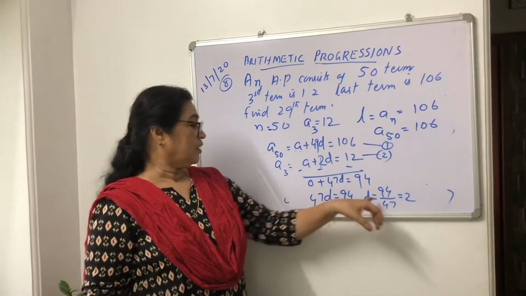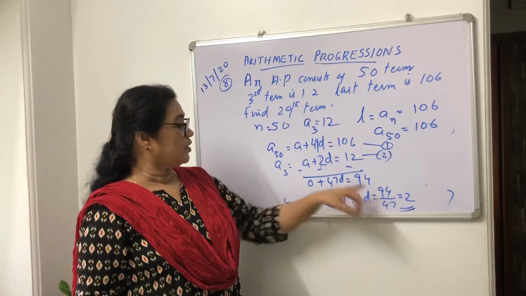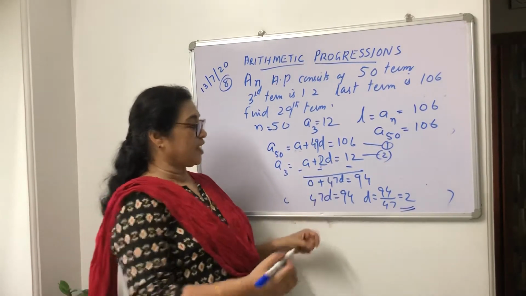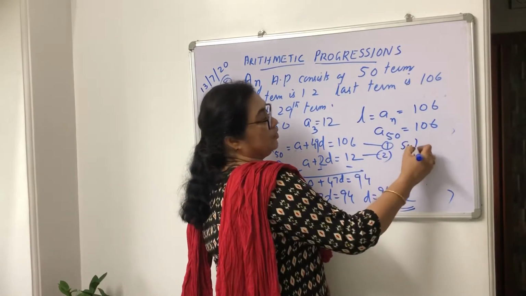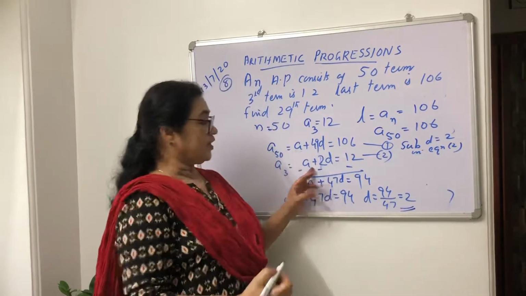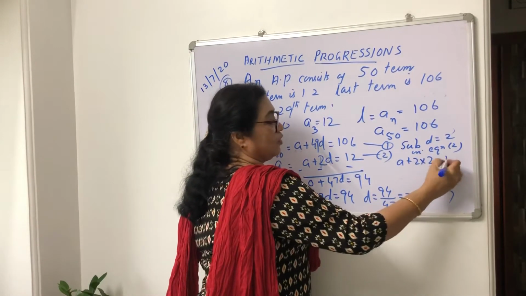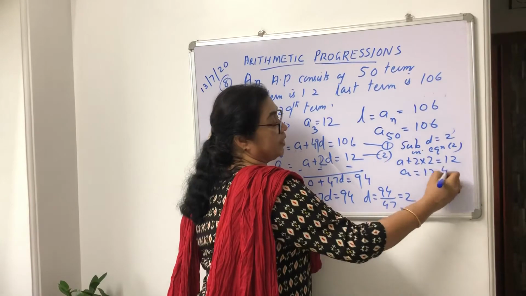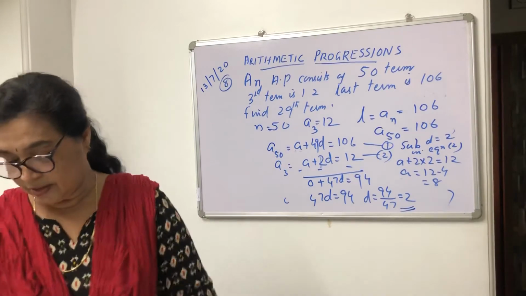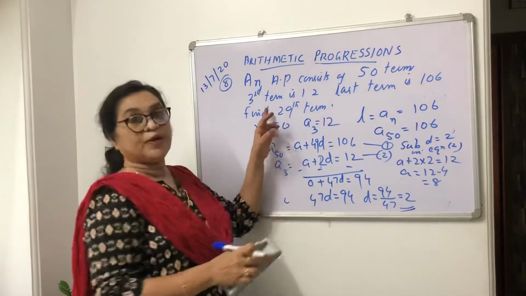Once you got D is equal to 2, again you substitute this D is equal to 2 in any of these equations. I am taking the second equation, A plus 2D is equal to 12. Substitute D is equal to 2 in equation 2. So you are getting A plus 2 into 2 is 12. So A is equal to 12 minus 4, which is 8. So now you got A is equal to 8 and D is equal to 2.